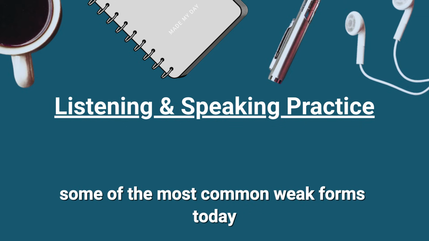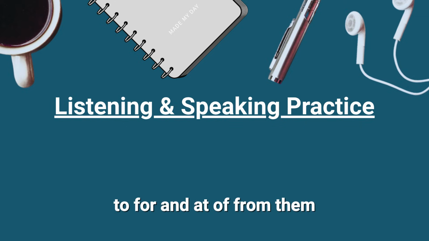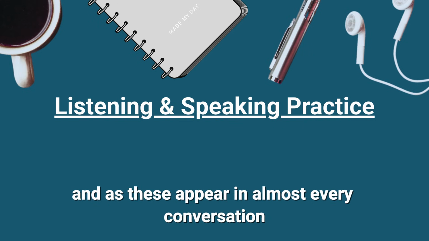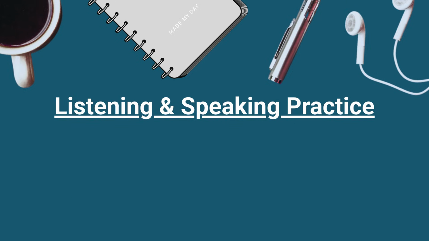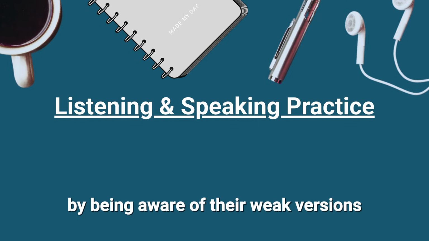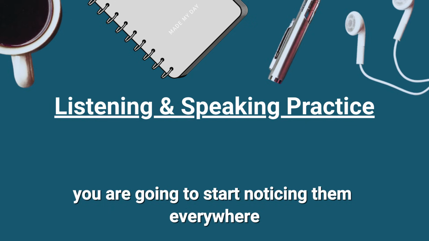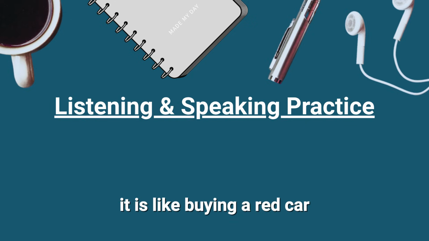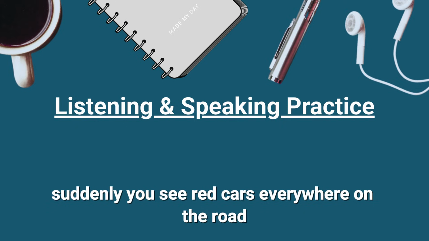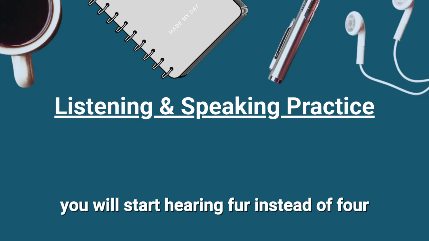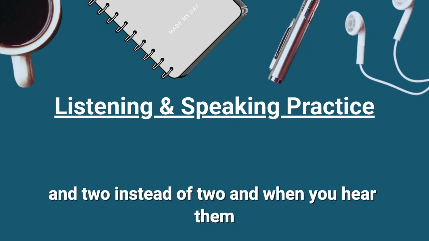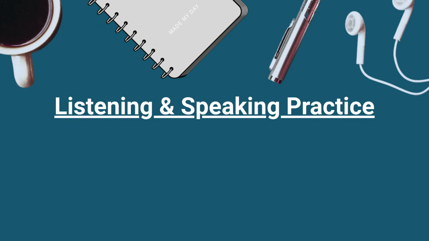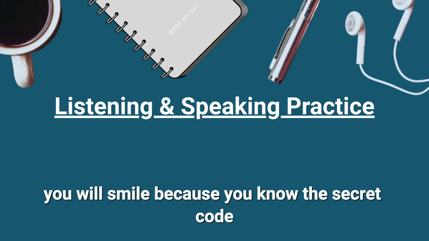We have covered some of the most common weak forms today: to, for, and, at, of, from, them, and as. These appear in almost every conversation. By being aware of their weak versions, you are going to start noticing them everywhere. It is like buying a red car. Suddenly, you see red cars everywhere on the road. You will start hearing "fur" instead of "for," and "tuh" instead of "to." And when you hear them, you won't be confused anymore. You will smile because you know the secret code.